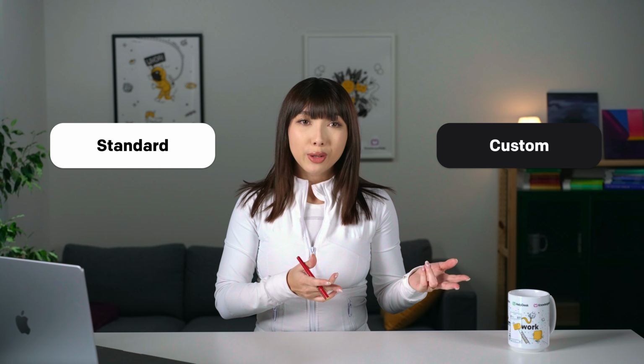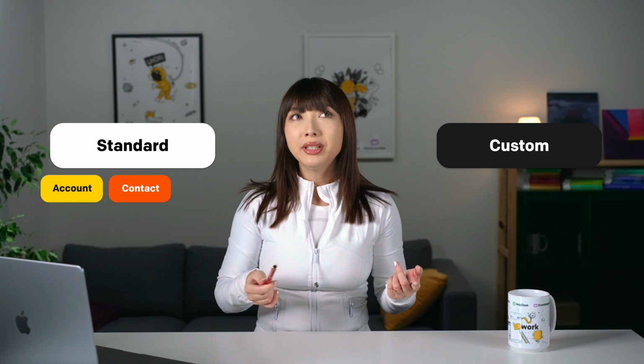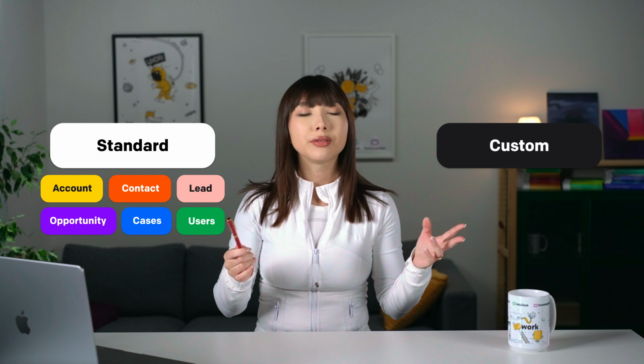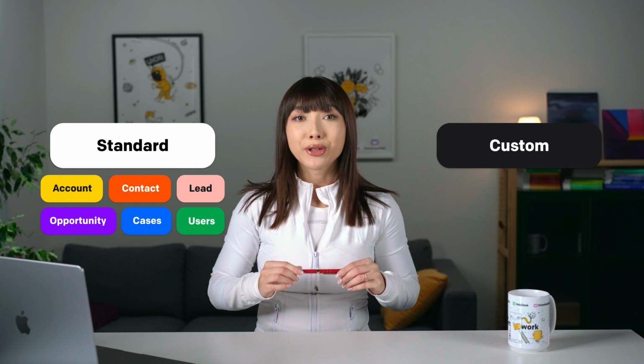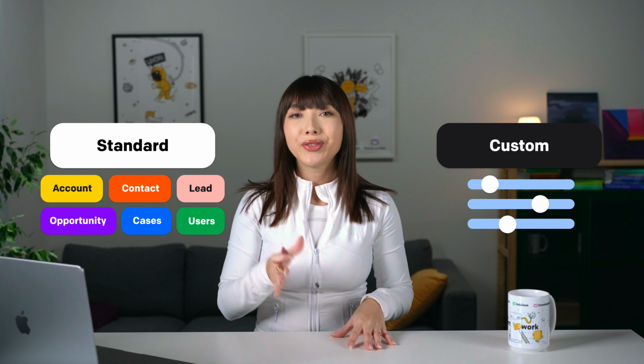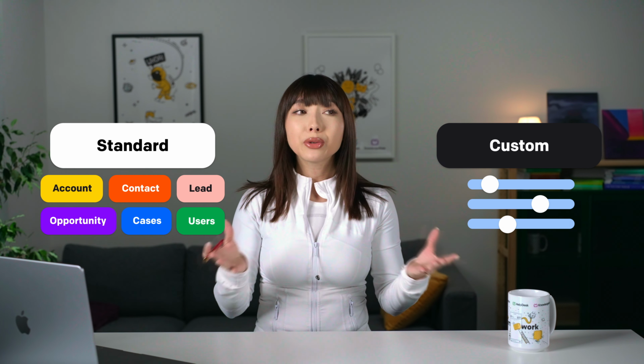So Salesforce has two types of objects: standard objects and custom objects. Now, account, contact, lead, opportunity, cases, users, and so on are standard objects. And custom objects are objects that you create to store information that are specific to your company or industry.